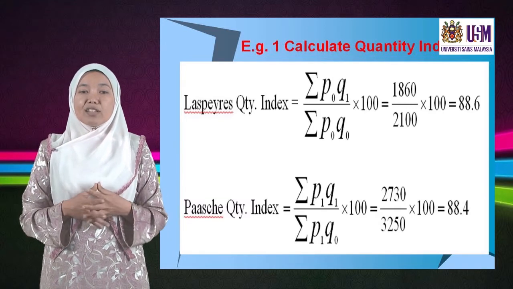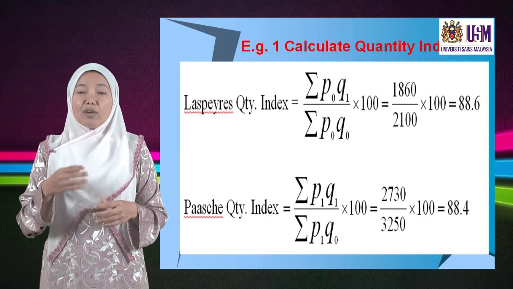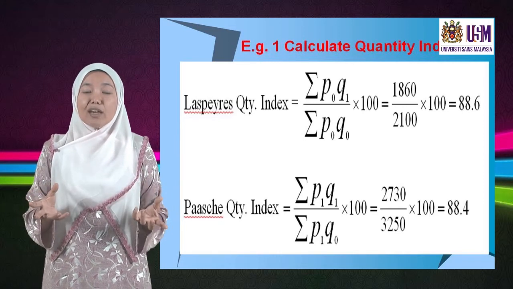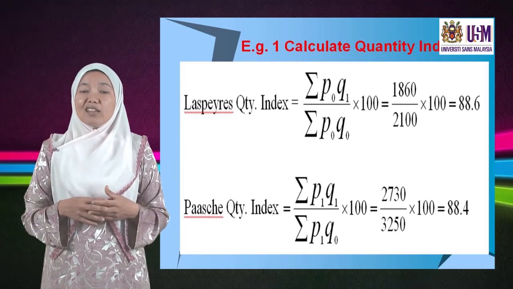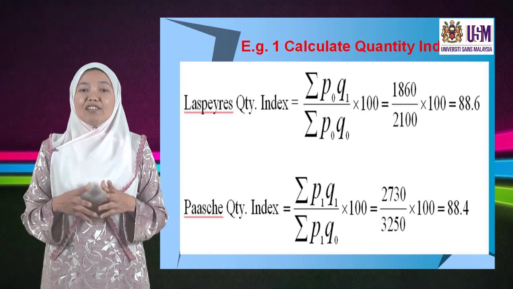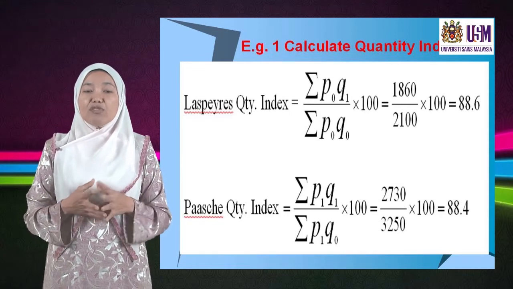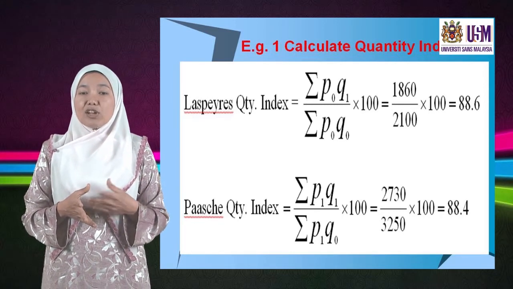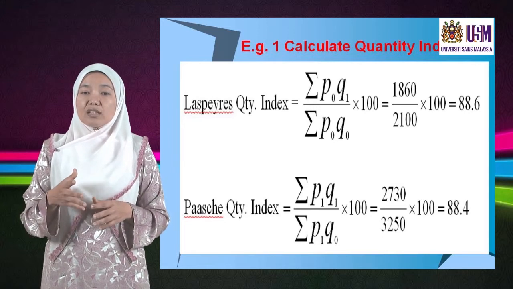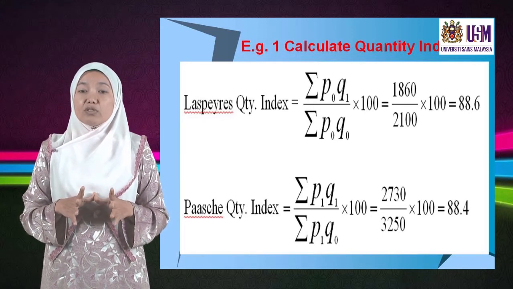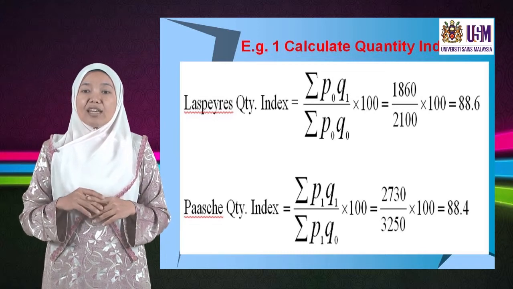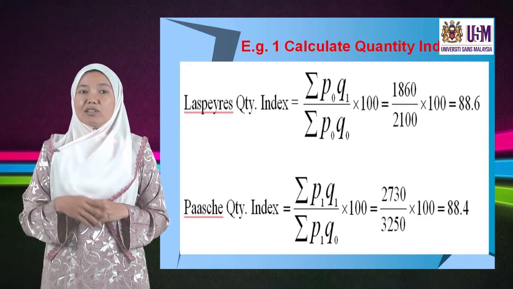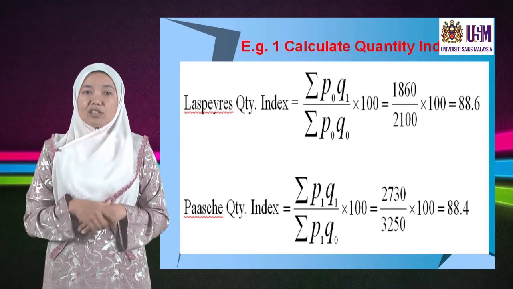If you look at the Paasche quantity index, we have the changes in quantity, but this time using the current year price. If you look at the formula, you take the current year price, P1, multiply with the current year quantity, take the summation, and divide by the summation of current year price multiplied with current year quantity. This ratio you multiply with 100, so you take 2730 over 3250, multiply with 100, and you get 88.4. So there's still a slight difference between the Laspeyres quantity index and the Paasche quantity index.